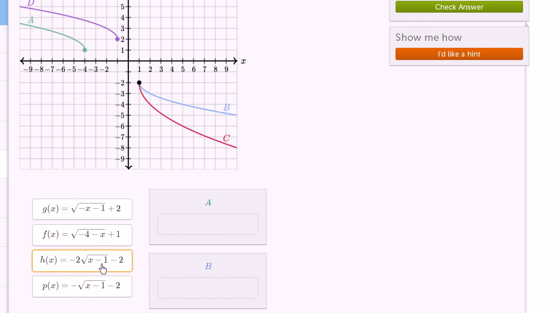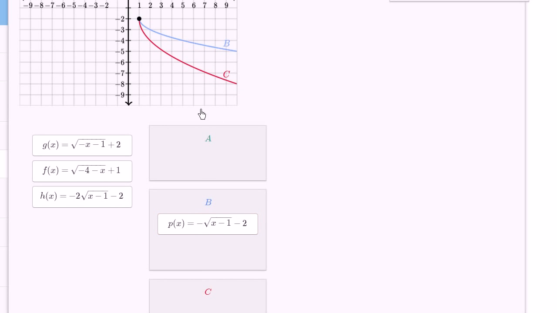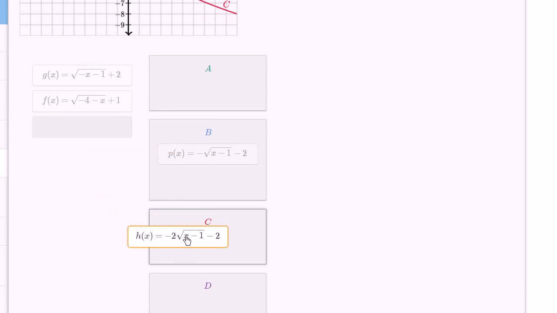But then you see as x increases, this one right over here gets negative twice as fast. Relative to our starting point, y has gone from negative 2 to negative 4 here, while for graph C, y has gone from negative 2 to negative 6. So it's gone down by 4, while this has only gone down by 2. So it's pretty clear that graph B corresponds to the one that doesn't have the 2 out front. So this is graph B right over here. And graph C corresponds to the one that has the negative 2 out front.